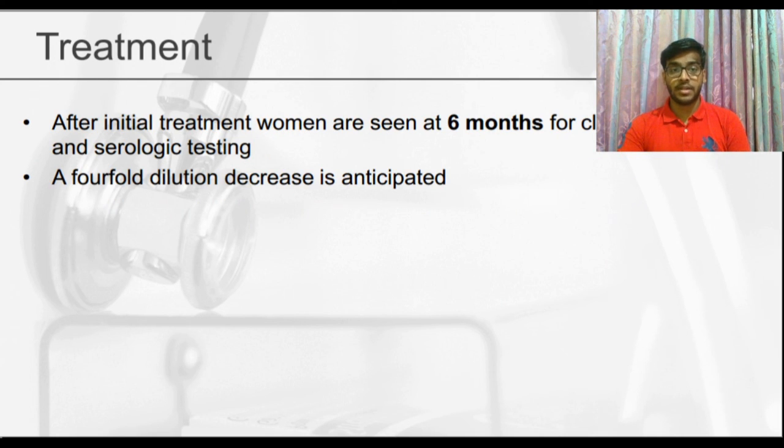For follow-up after initial treatment, women are seen at 6 months for clinical evaluation and serologic testing, and to assess the response to the treatment. Non-treponemal tests such as the venereal disease research laboratory test and rapid plasma reagent test can be used. A four-fold dilution decrease is anticipated for a positive response to the treatment.